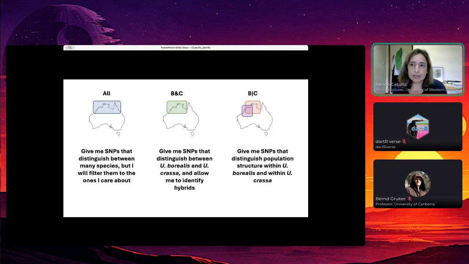And I like to think of these as different questions I'm asking with my data. So when I'm asking for all of this, I'm saying, give me SNPs that distinguish between many species. I'll filter them to the ones I care about. This is, give me SNPs that distinguish these 2 species, which can be quite different, and allow me to identify hybrids, and give me SNPs that distinguish population structure within Borealis and within Crassa.